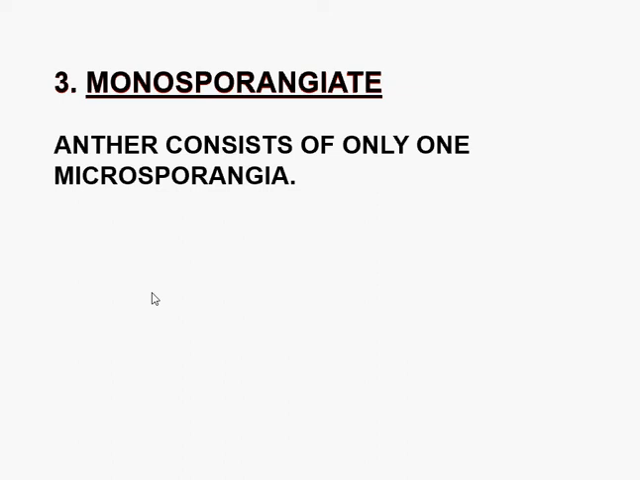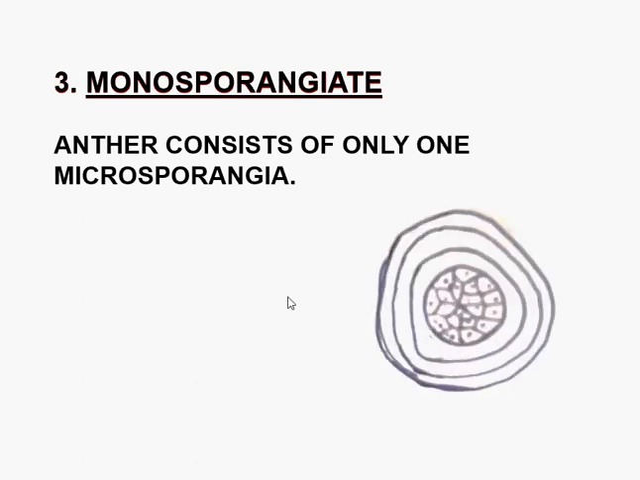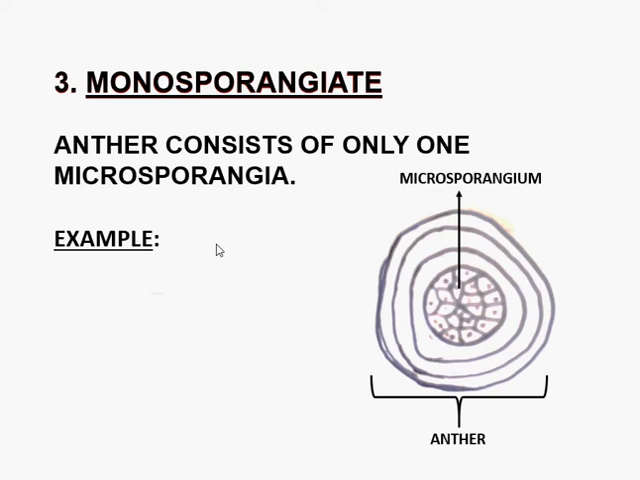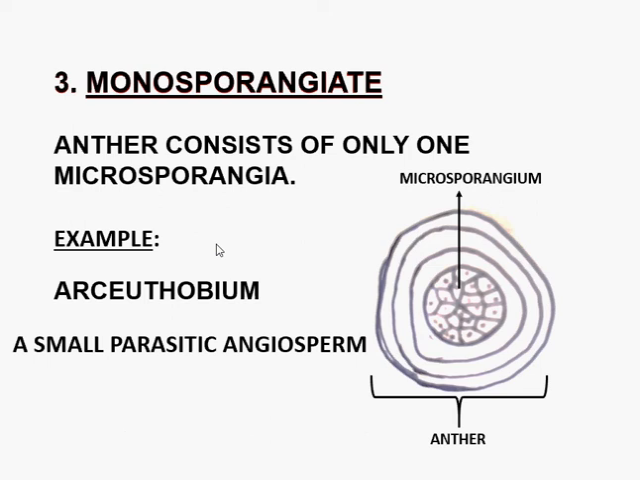Monosporangiate. Anther consists of only one microsporangium. Observe this diagram. This is the anther, and it does not have any lobes. So the whole anther consists of only one microsporangium. Hence, this type of anther is called monosporangiate. Example, Arceuthobium. It is a small parasitic angiosperm.